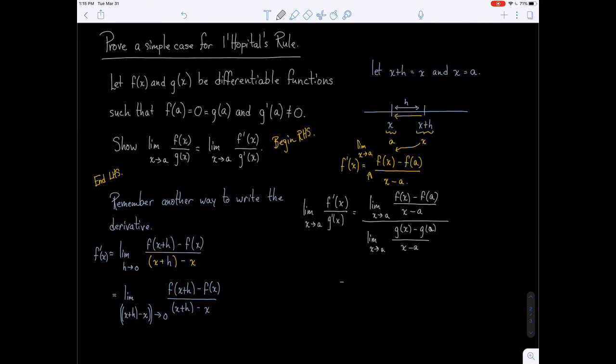And now here's the neat part. If you recall, you have to divide fractions. So when we do this, I'm going to move the limit back out, and we have the limit as x approaches a of the top fraction, f of x minus f of a, all of that divided by x minus a, times, then we flip and multiply, so the reciprocal of the denominator, that's x minus a over g of x minus g of a. And now look at what we've got. We've got the numerator and the denominator. These are common factors, so I can cancel those.